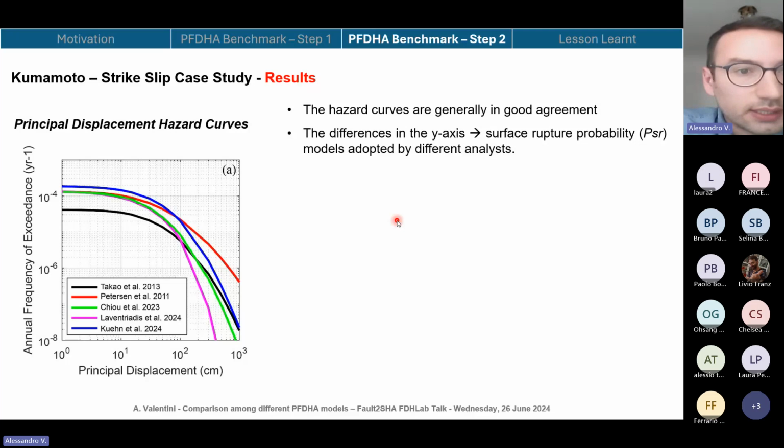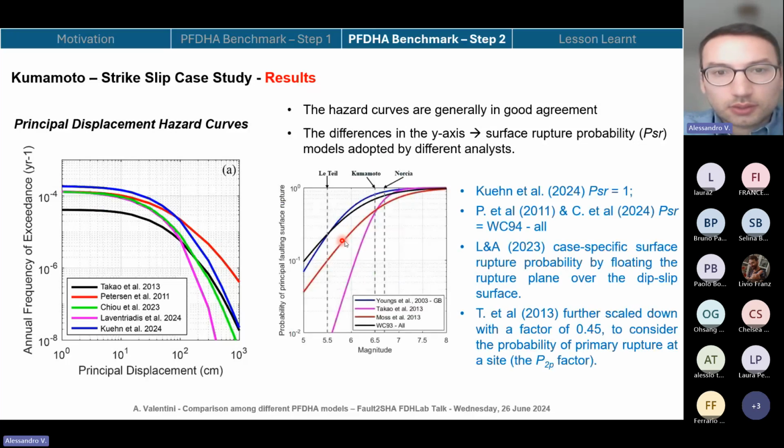I can say this because the occurrence rate of the fault is the same for all models, because it's an input that has been provided by us. And so the starting points of the curves are mainly given by these two things: the seismic rate of occurrence and the surface rupture probability. I'll show you the difference among the surface rupture probability models adopted by different analysts. For example, the Hu et al. model assumes a probability equal to 1.